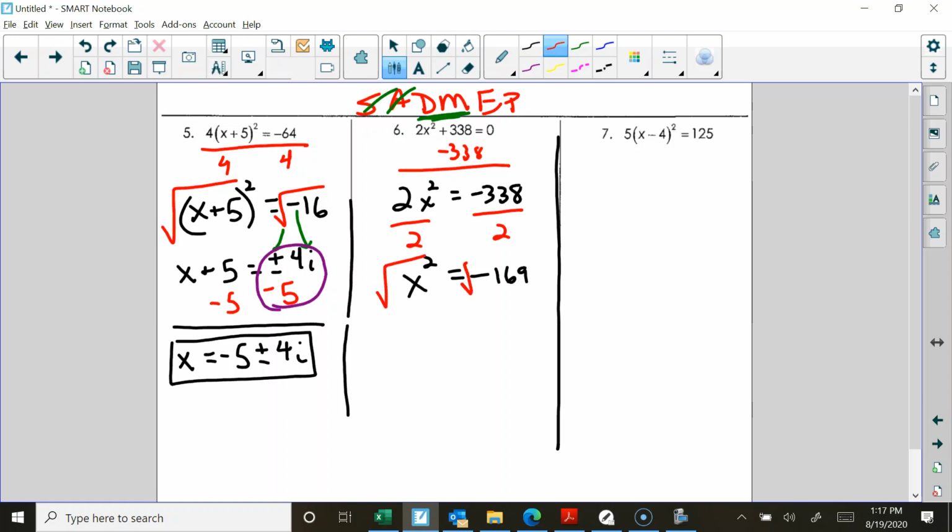Square root, square root. Remember, anytime you take a square root, you're getting 2 answers. We have a negative, therefore this is going to be imaginary. 169 is a perfect square. This ends up being ±13i as your final answer.